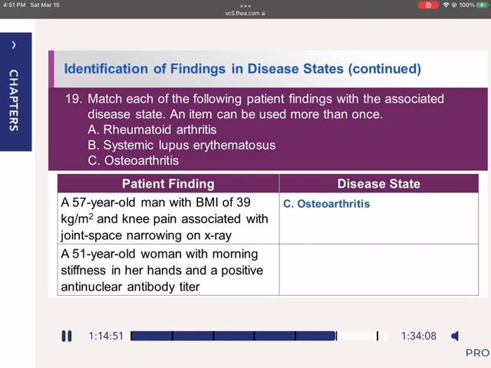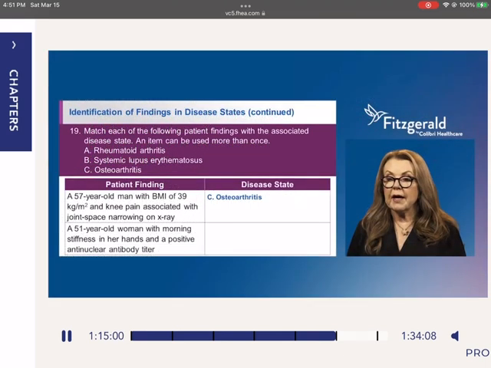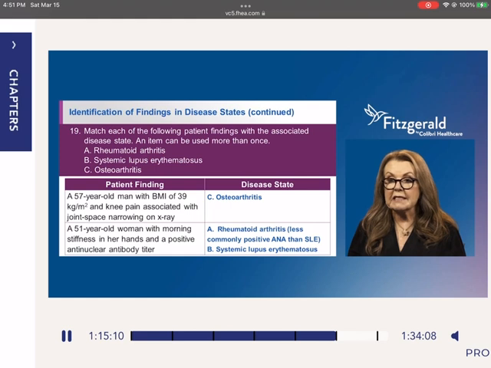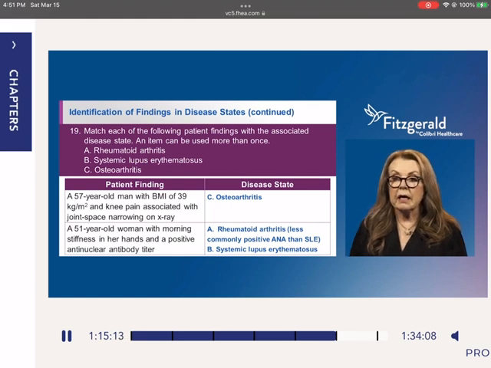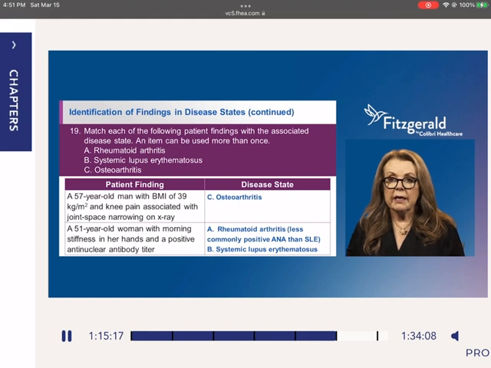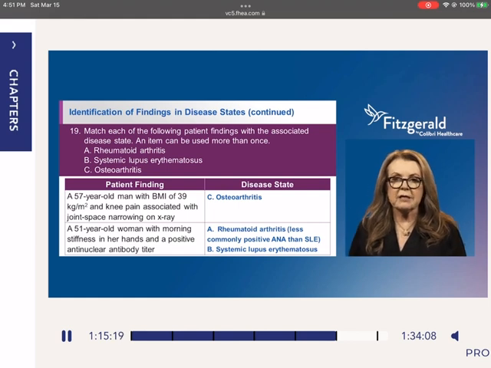A 51-year-old woman with morning stiffness in her hands and a positive ANA antibody titer. What could that be? And that's going to be rheumatoid arthritis. Less commonly is there a positive ANA than in lupus, or it could be systemic lupus. In lupus, the ANA is almost always positive. In RA, it's maybe about 60% of the time it will be positive.